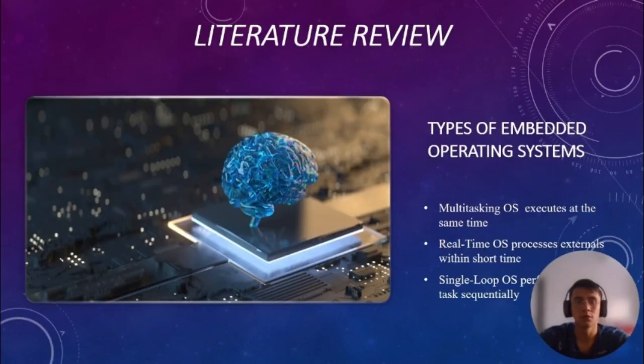Now, we'll dive into the different types of embedded operating systems: multitasking, real-time, and single-loop systems. Multitasking systems allow multiple processes to run simultaneously or concurrently. These are efficient in systems that require high performance and fast responses. Real-time systems collect data from the external environment and respond within milliseconds. They are especially critical in life-sensitive sectors like healthcare.